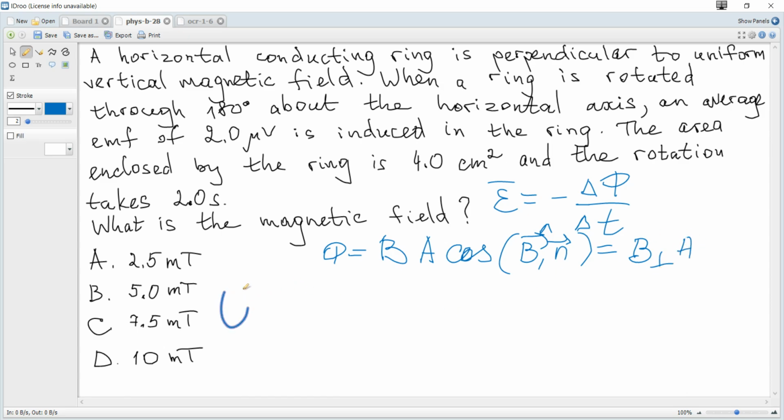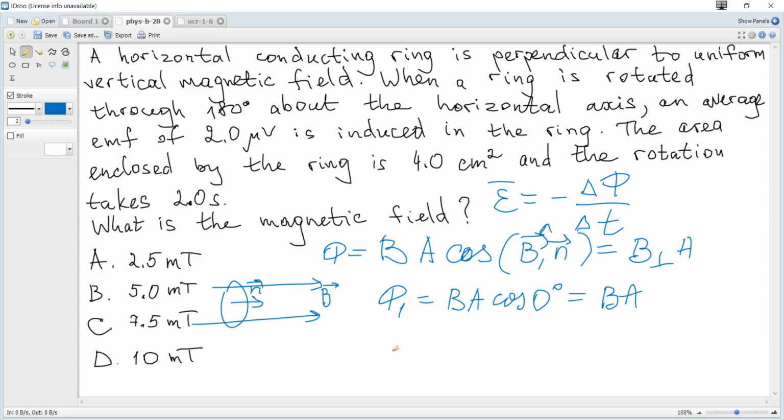So initially it looks like this. Let the normal be to the right and the uniform magnetic field, let vector B be to the right. It doesn't matter, you may choose absolutely any directions. So initially the magnetic flux is B times area times the cosine of the angle between the B vector and the N vector, and you can see that it's 0 degrees and cosine of 0 degrees is 1, so it becomes B times A.